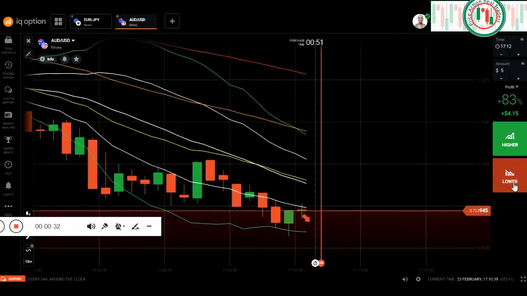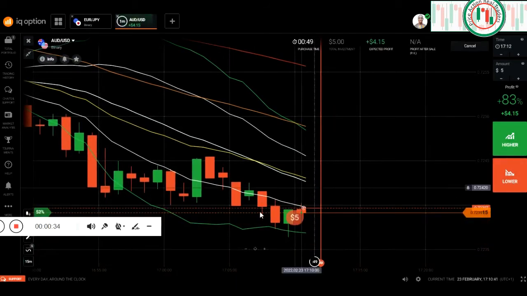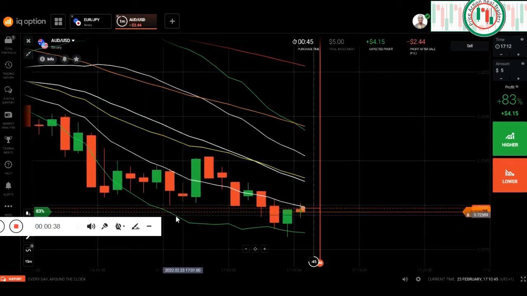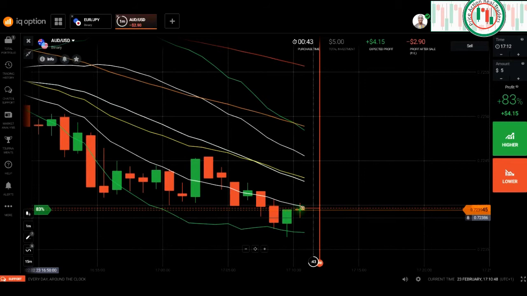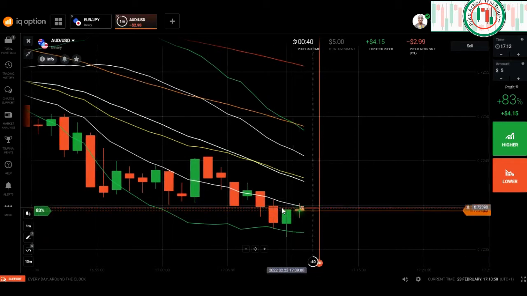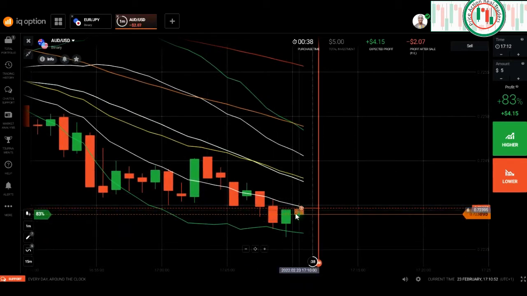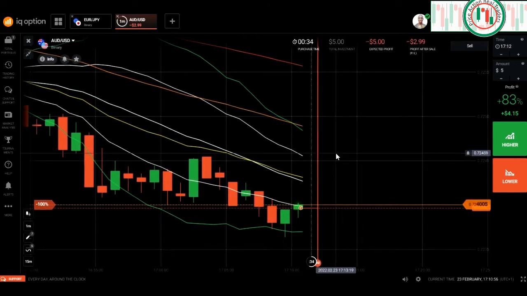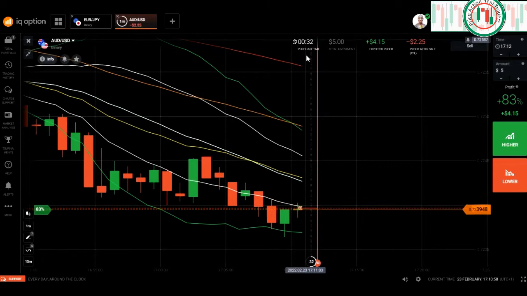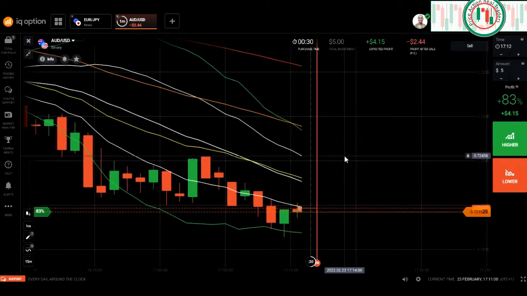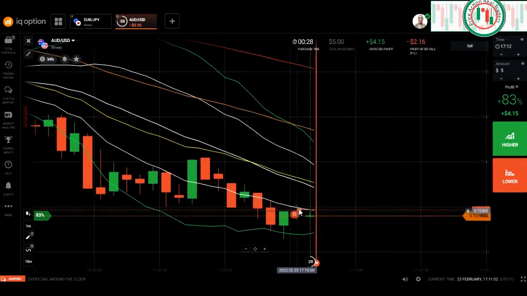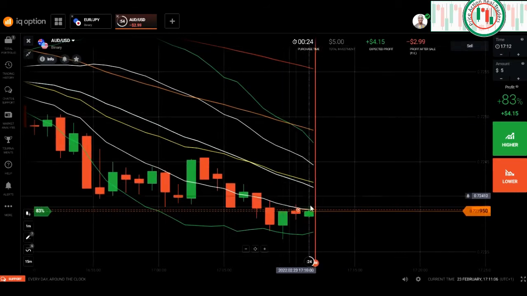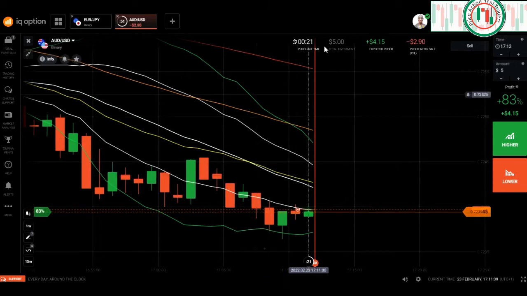So here you see I'm expecting a pullback from this Bollinger band, so I place my trade, put option. Definitely sellers must enter. You see, from this Bollinger band the market is doing panic, but I know definitely sellers must enter. You see, I place my trades. Here is a pullback from this level.